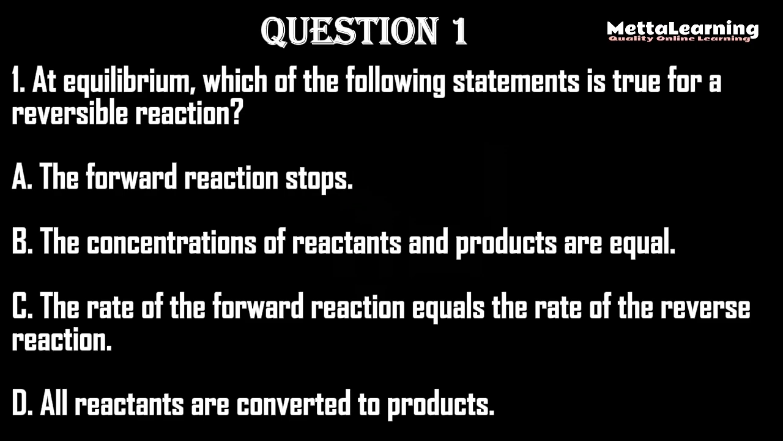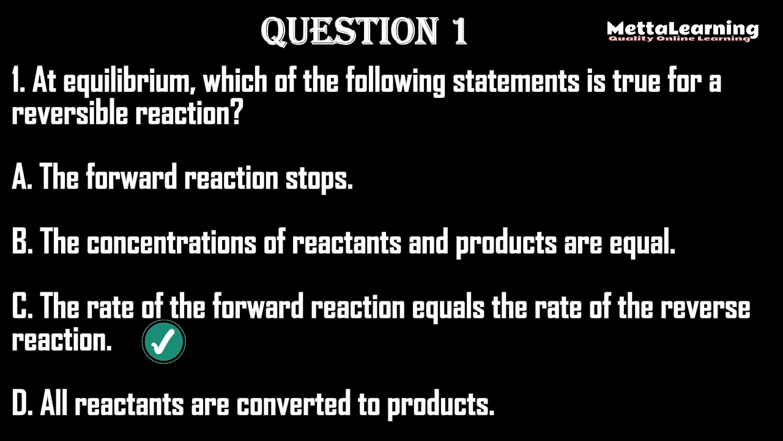Option B says the concentration of the reactants and products are equal. Option C, the rate of the forward reaction equals the rate of the reverse reaction. And D says all reactants are converted to products. So now, the correct answer here is option C, which is the rate of the forward reaction equals the rate of the reverse reaction. Now let's explain.